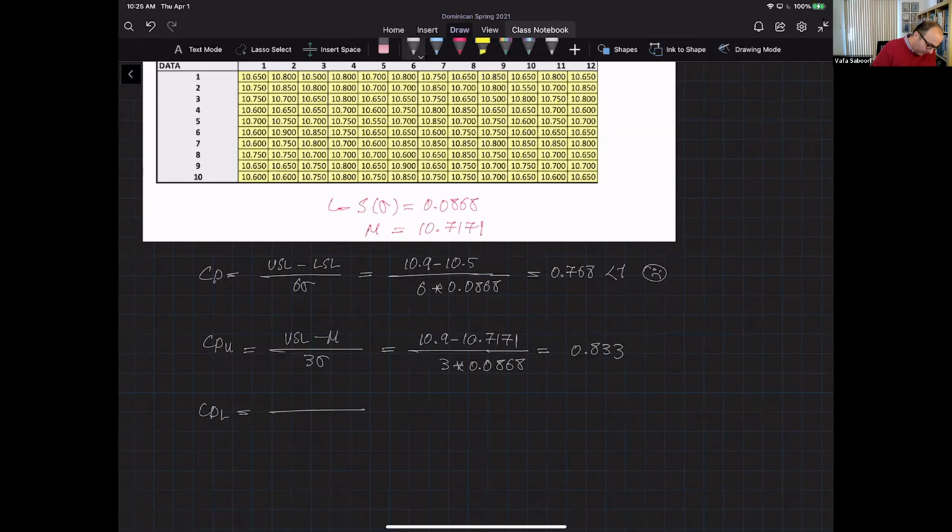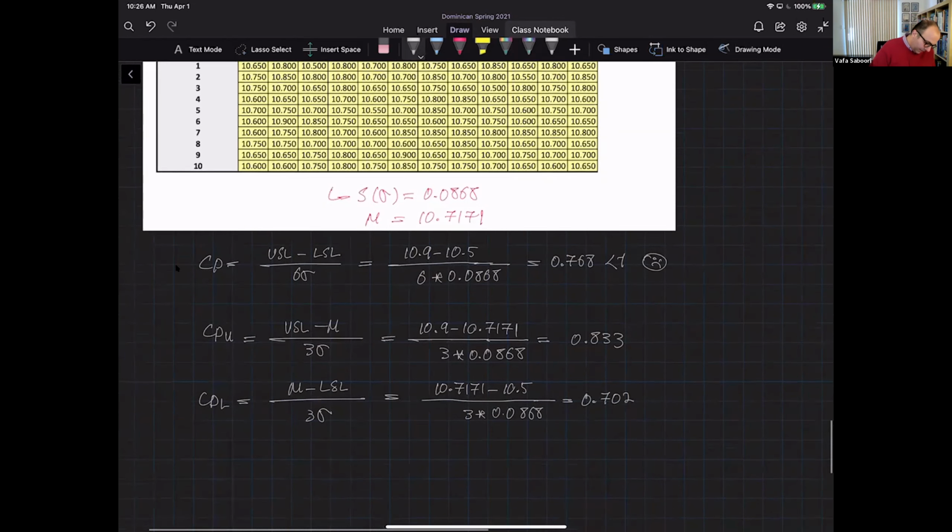And I calculate CPL as well. CPL is going to be mu minus LSL, the other side, divided by 3 sigma, and that would be 10.7171 minus 10.5 divided by 3 times 0.0868, which will give me 0.702, okay? And then my CPK, or process capability index, would be the minimum of CPU and CPL, okay? Which would be the minimum of these two values, which is gonna be 0.702. Again, I see that my process is not capable, okay?